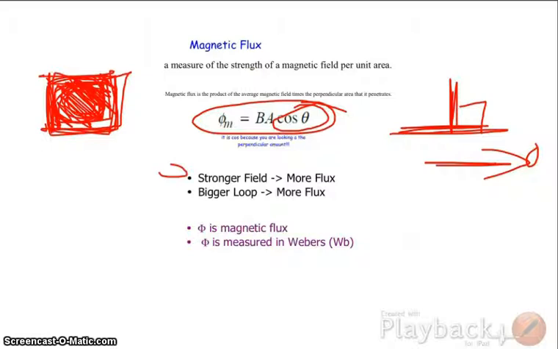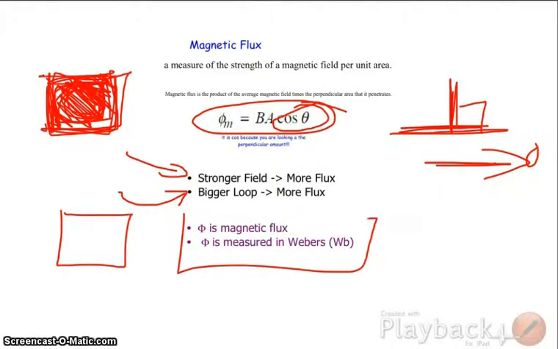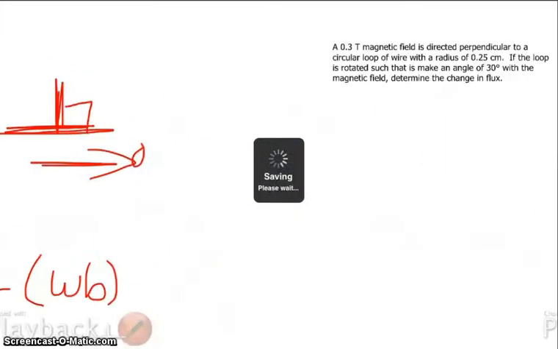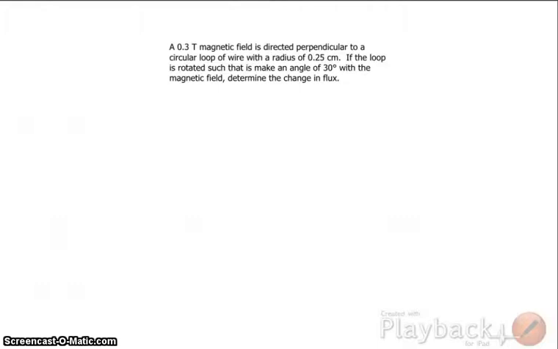So the stronger the field, the more flux. The bigger the loop, the more flux. So the bigger the area, the more flux. The symbol for flux is this phi symbol, and the measurement is Webers. I like this unit. I think it's fun. Webers. WB.